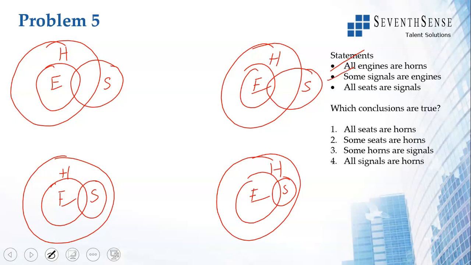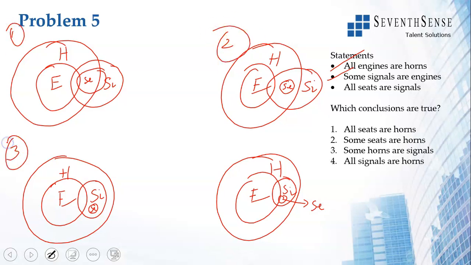All the seats are signals. So this is signals. Write one more alphabet because there is no seat that is also coming. All the seats are signals. So I have this section, smaller section is seat. This section will be seat. And here the smaller circle will be seat. Okay. So I've drawn it in 4 possible ways.